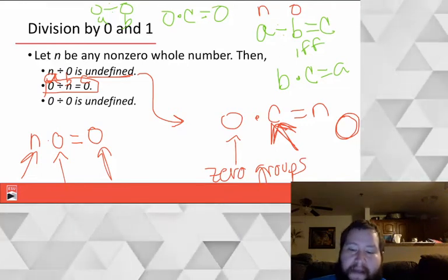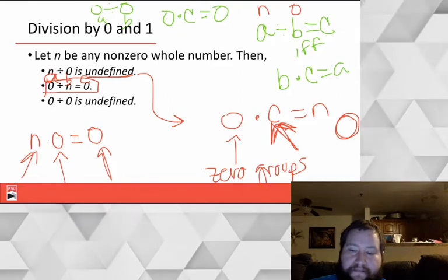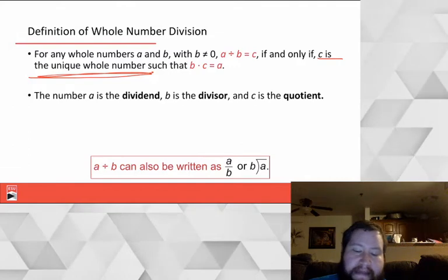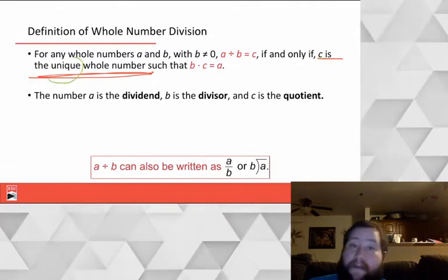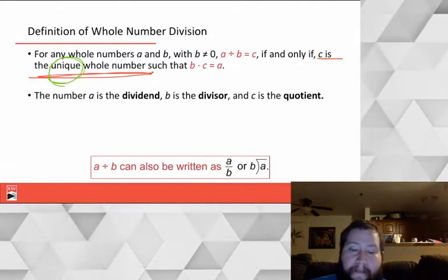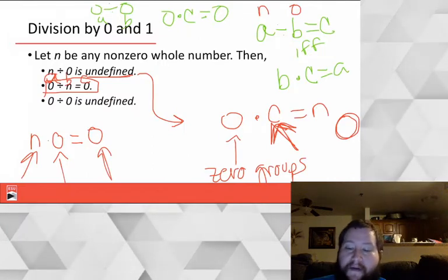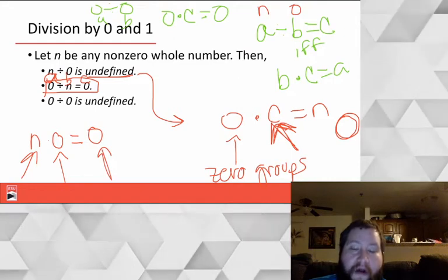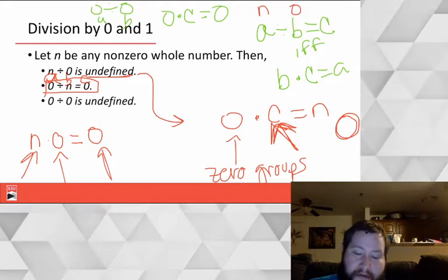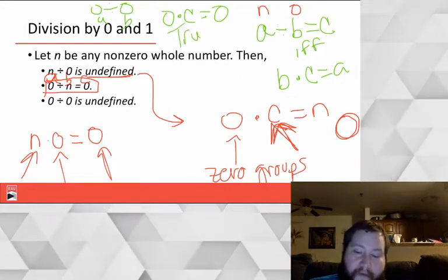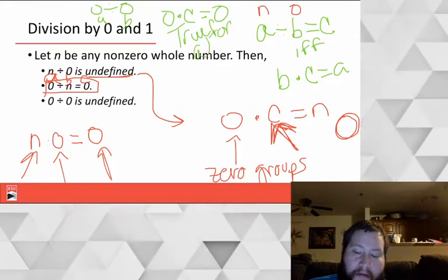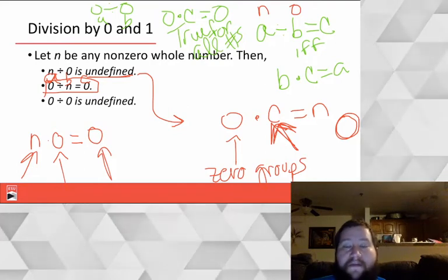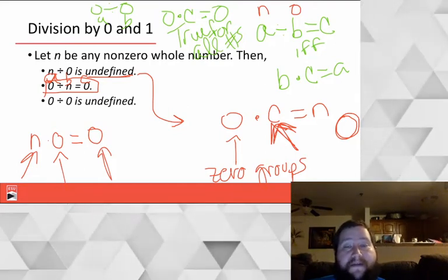So again, I'm going to go back to my definition. c is the unique, there's only one of them. 0 times c equals 0. This last instance of 0 divided by 0 is true for all numbers. True for all numbers. And so it's not unique. So we can't do 0 divided by 0.